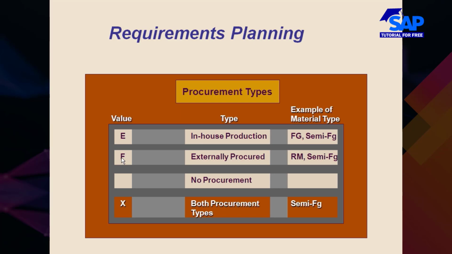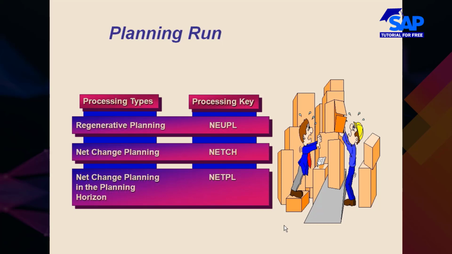Externally procured material is procurement type F. F means externally procured material. Normally this is assigned to raw materials and semi-finished materials, or even maintenance, repairs and operations kinds of materials. No procurement means this cannot be procured, for example, pipeline material. X means both procurements, both in-house production as well as external procurement, can be done. Such materials are normally semi-finished materials. Okay, so these 4 fields are required.